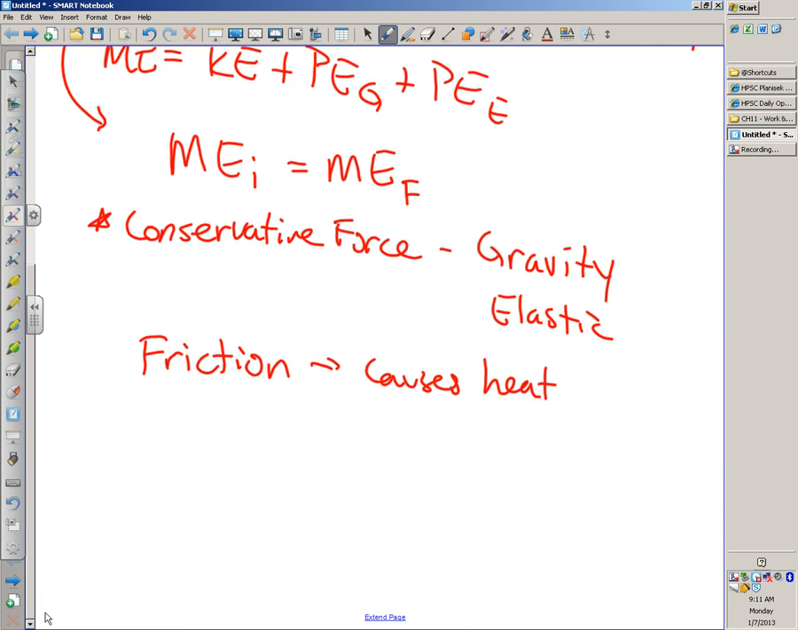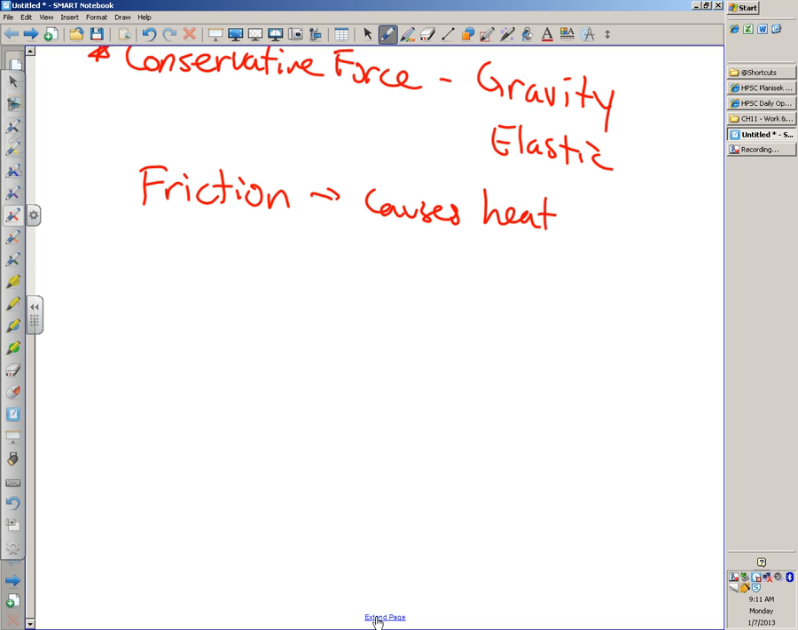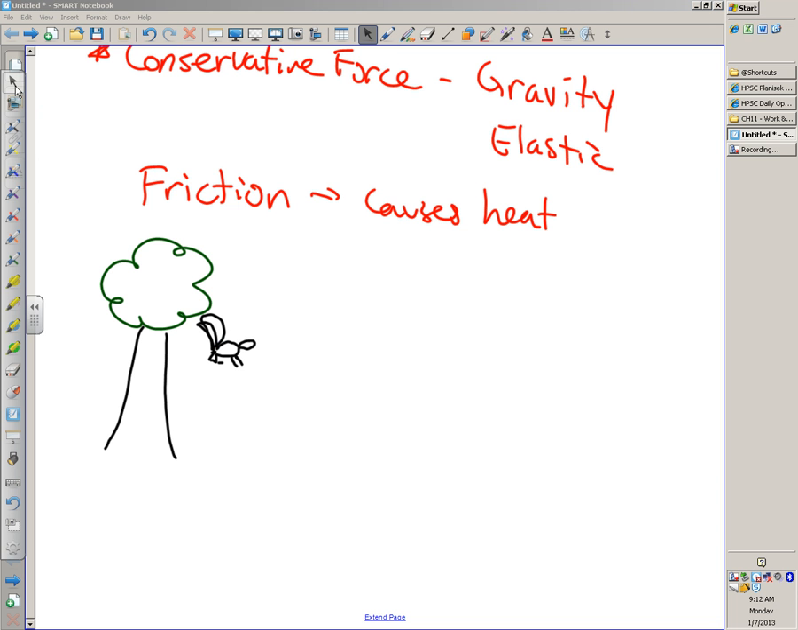If you go back and look at your tests, depending on which version of the test you had, there was a problem where there was a squirrel. Let's see if I can draw a squirrel, probably not. It's got a big tail. I don't know, whatever. There was a squirrel. Is it floating? No, because it fell out of the tree, right? And it asked you how fast was it going right before it hit the ground?